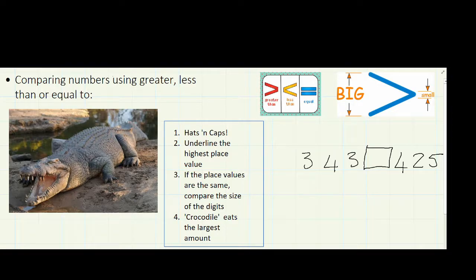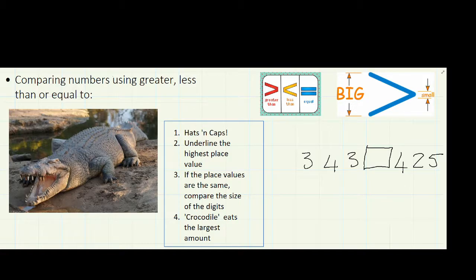Okay, it's time to look at comparing numbers using greater than, less than, or equal to signs. Now, I follow a very specific process with this. It very much so is possible for you to guess, but as you start moving through the year groups, these kind of numbers start becoming more complicated.